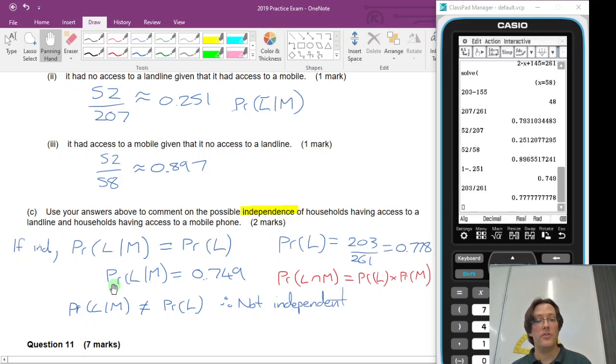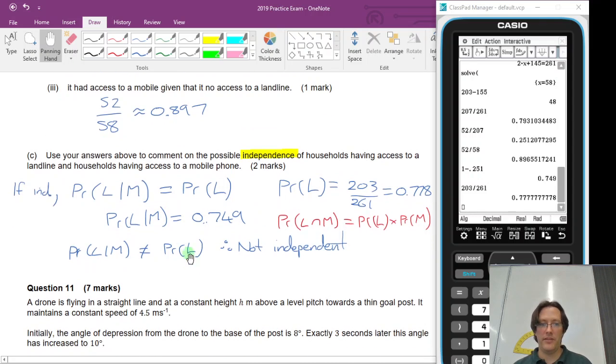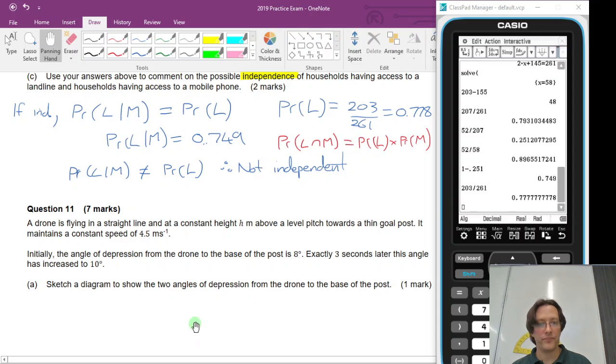So there we go. They are not independent because the probability of a landline given a mobile was not the same as the probability of a landline. Independence is like if you roll a die, the result of your first die does not impact the result of your second die, and that is independence. They are independent of each other.